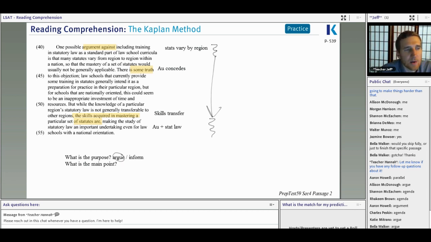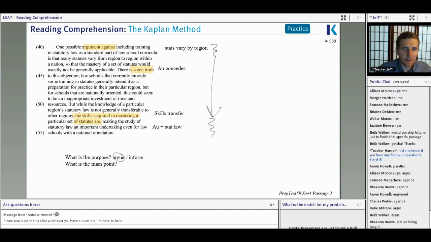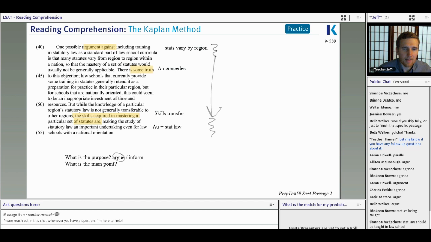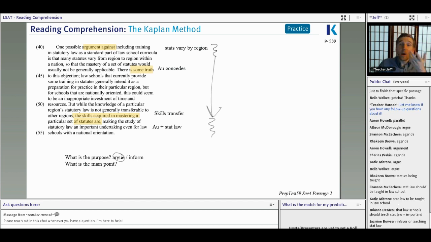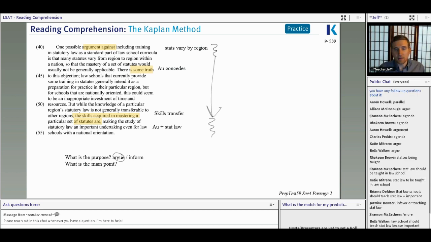Now, the main point is going to be whatever that argument is or whatever that information is. So what is the author's argument, everybody? What is the author arguing for? I gave you the beginning, but definitely not the end. What does the author think? Well, statutes, statutory law, should be taught. Taught what? Taught more, exactly right.